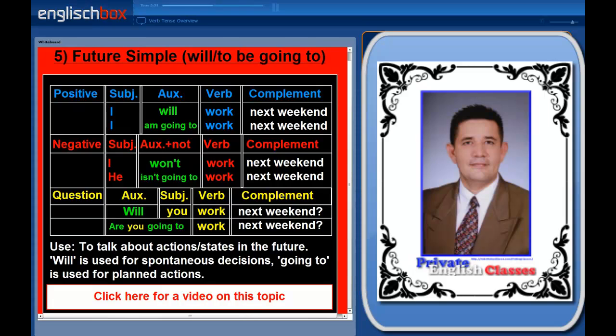So when you're talking about your plans for the weekend, you say, I'm going to. I'm going to play football. I'm going to meet friends, for example. In negative, you make the auxiliaries negative. So I won't work next weekend, will not. Or he isn't going to work next weekend. So you make the verb to be negative here with going to. In a question, you have to invert the subject and the auxiliary. Will you work next weekend? Are you going to work next weekend?